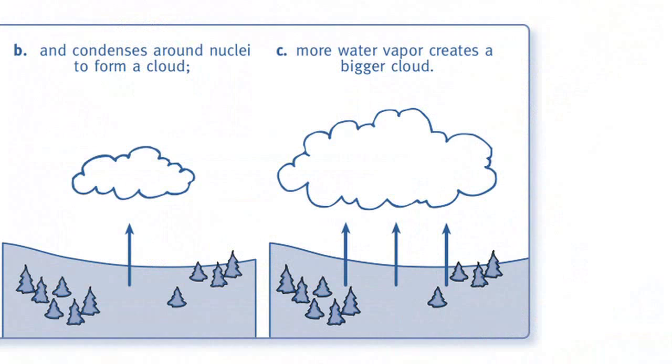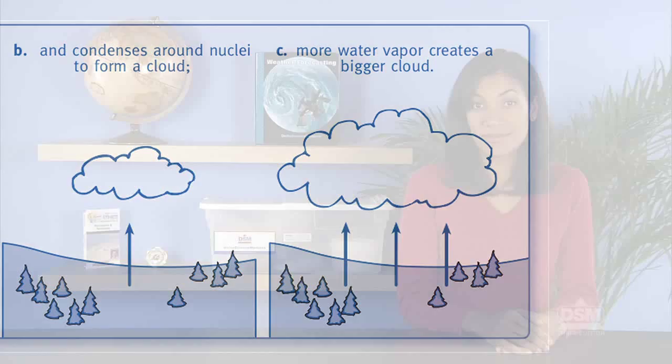As temperatures get warmer on the surface of the earth, more water evaporates, causing more warm air to rise and cool. Therefore, more water vapor condenses and a bigger cloud grows.